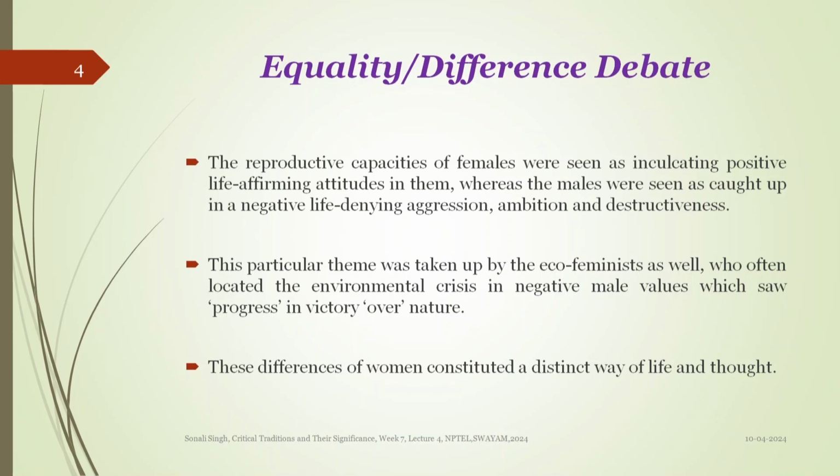So we can see that the difference principle not only led to a distinction of qualities between men and women, but also somehow gave more importance or supremacy to the feminine qualities rather than the masculine qualities. Now, this particular theme was taken up by eco-feminists also, who often located the environmental crisis in negative male virtues which saw progress as victory over nature. Ecofeminism explains how certain virtues and qualities associated with women make them closer to nature, more organically interdependent with nature.